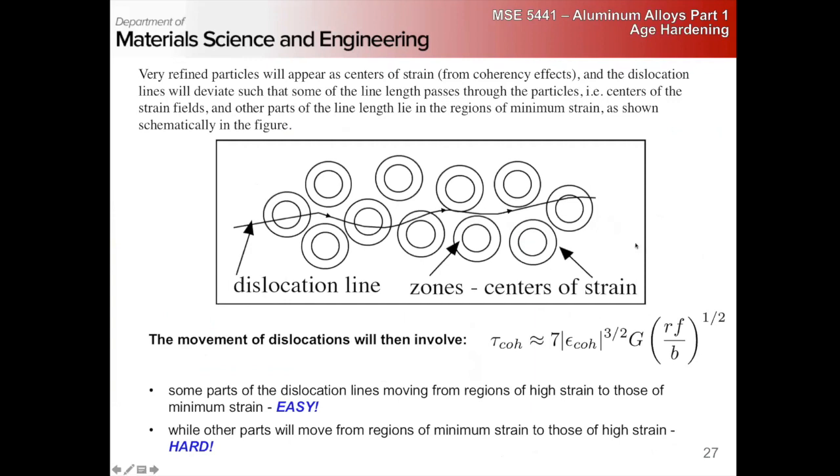This concept of centers of strain for GP zones: when the GP zones are small, we can't bend our dislocation around all of these small GP zones, so we naturally have to cut through them. Going from a center of strain to a low strain region is easy. Going from a low strain region into the center of strain is hard. But since we have roughly equal numbers, we don't have a whole lot of strengthening.